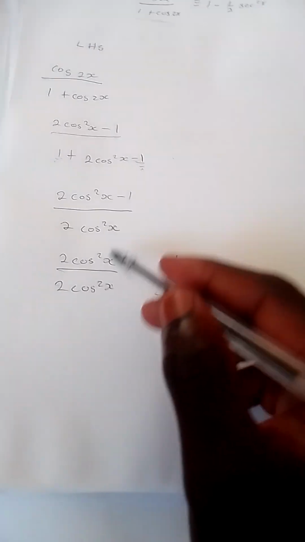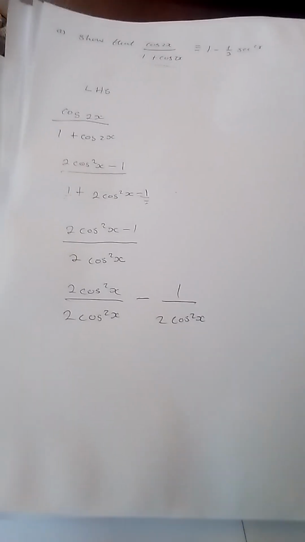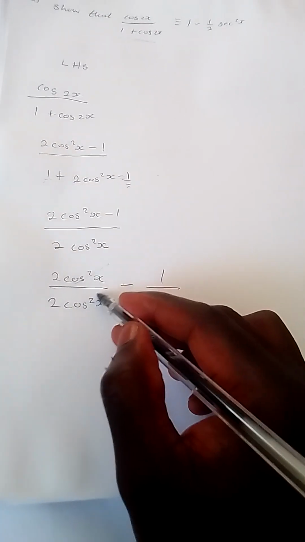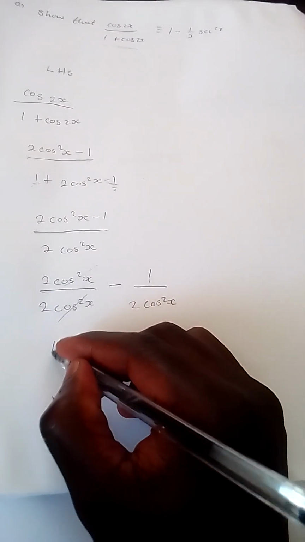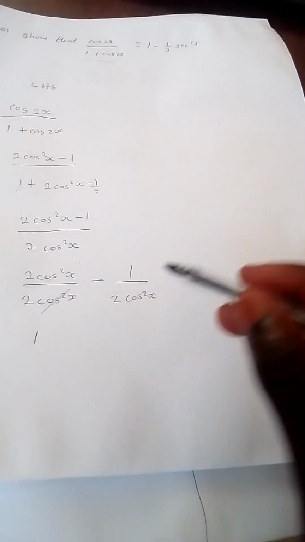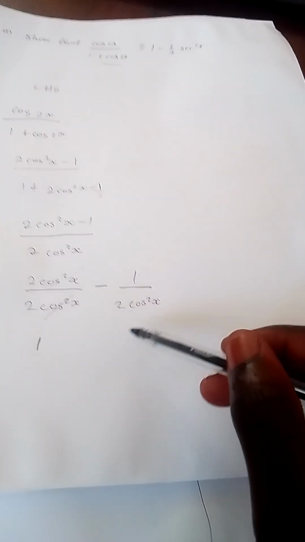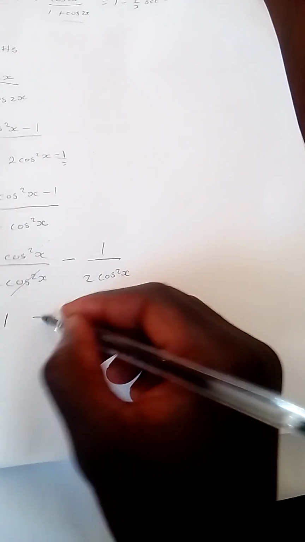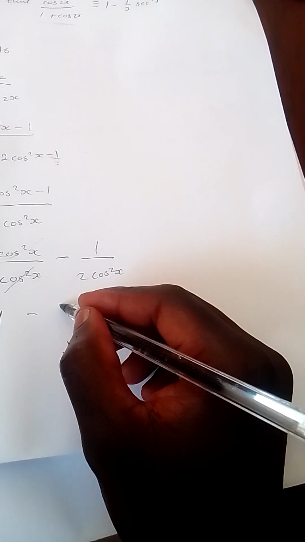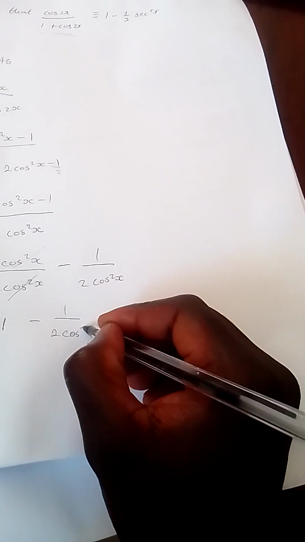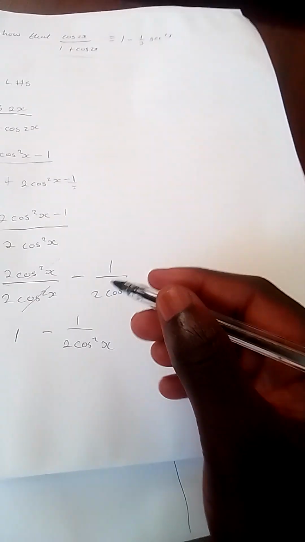From here you can already tell that these two are the same, are identical. So let's cancel this one. As we cancel this one, we're going to get 1, isn't it? Now here we're not going to cancel anything altogether. As a result, we're going to write it the way it is. So we're going to say 1 over 2 cos square x altogether.